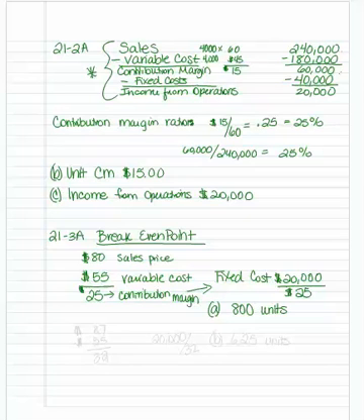Now, part B is saying, well, what if the sales price is 87? Well, if the variable cost remains 55, then your contribution margin is going to be $32. If your fixed costs remain 20,000 divided by 32, then the answer to B is going to be 625 units.